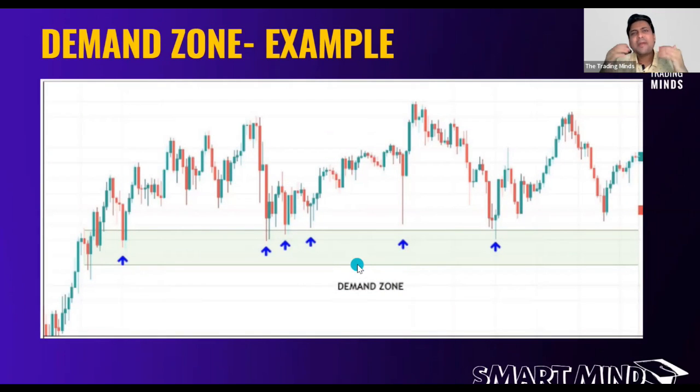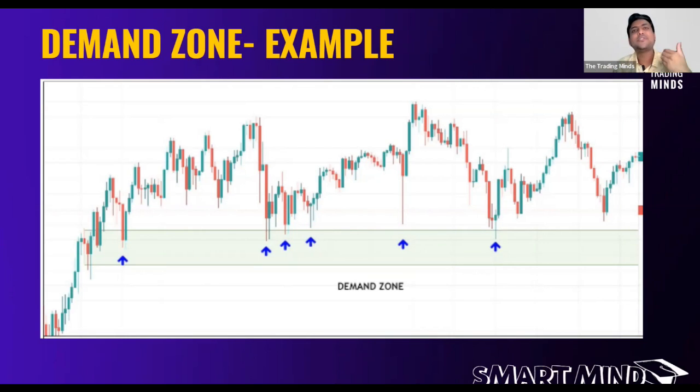And what should my target be? Minimum, look for a 1:2 target. 1:2 means what? If I'm taking a 10-point risk, for example, from here to here, I'm buying here, I'm placing a stop loss here, which means a 10-point risk. You should look for a target of 20 points. At least 1:2, or at least 1:1, which is a 10-point risk and a 10-point target.